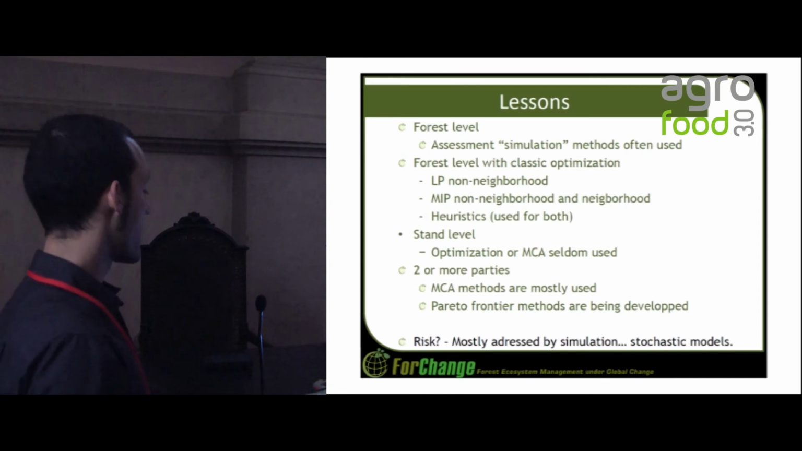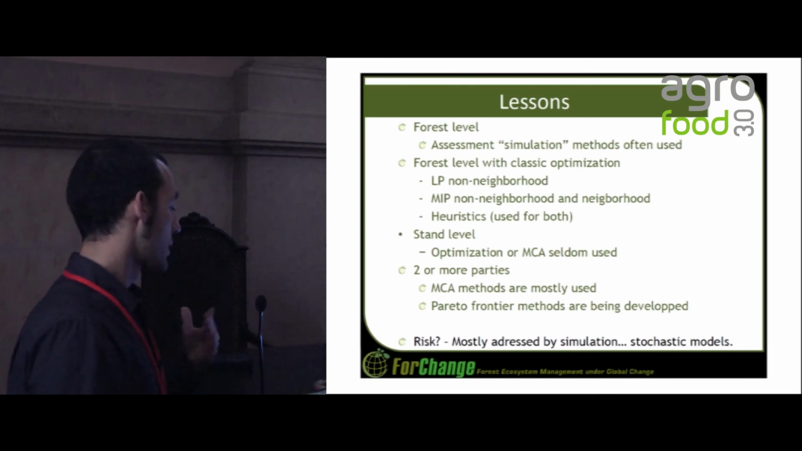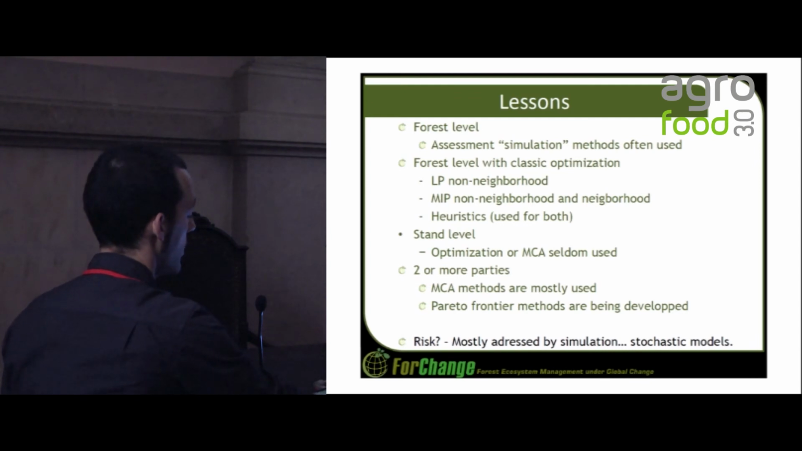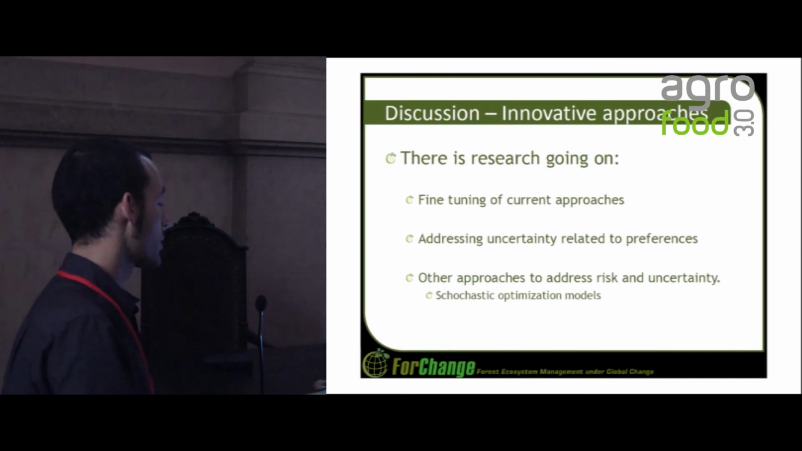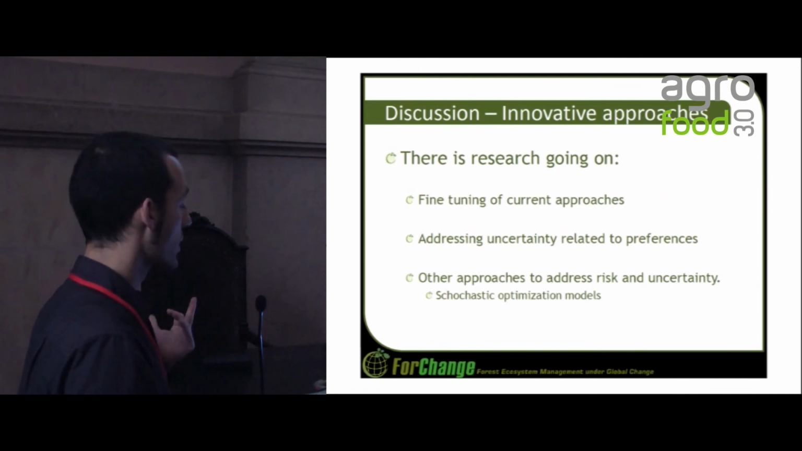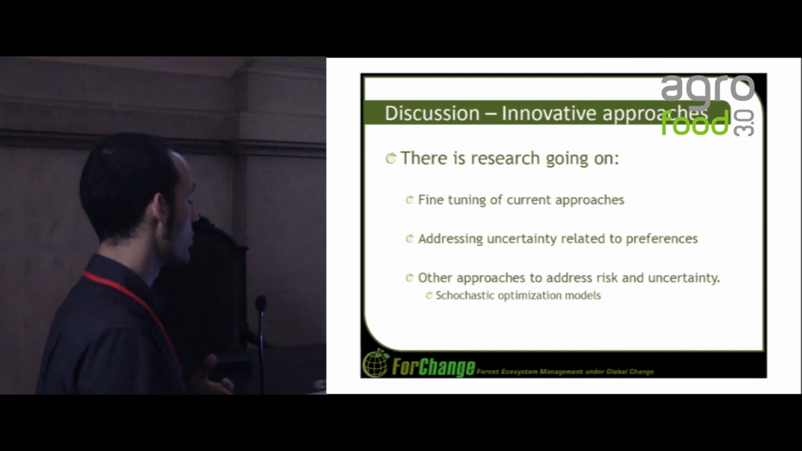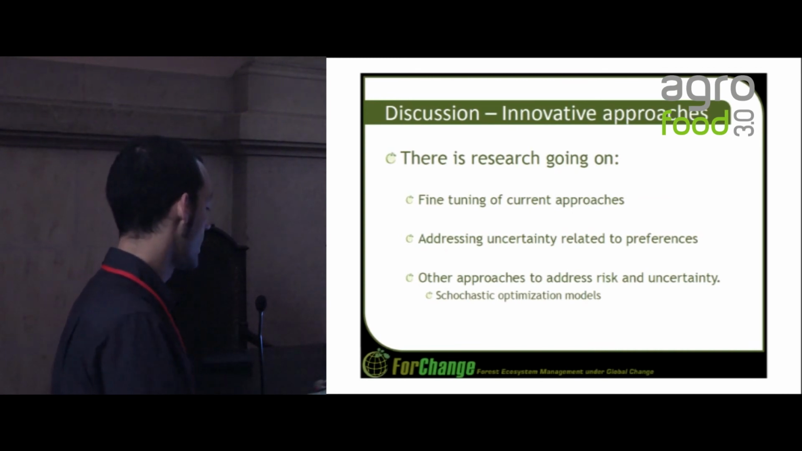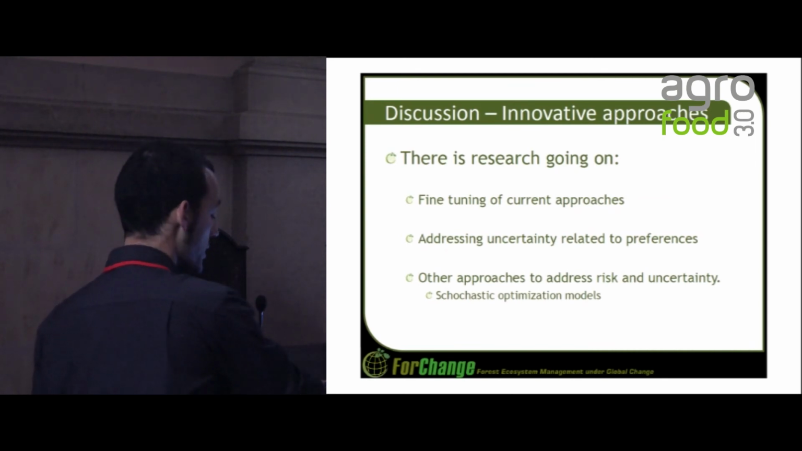About risk, we found that most of the articles are using simulation only, but now there are also stochastic models and optimization being used. So there is some research going on. For example, there have been some articles dealing with fine-tuning current approaches to address risk. Other articles are addressing uncertainty related to the preferences of the decision makers. And there are other approaches to address risk and uncertainty, for example, stochastic optimization models.